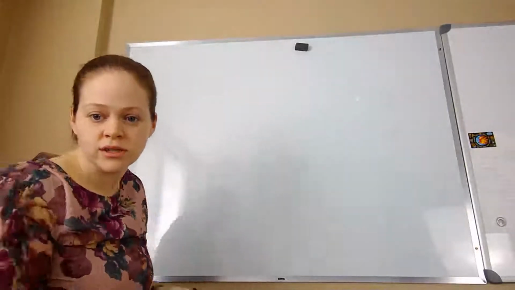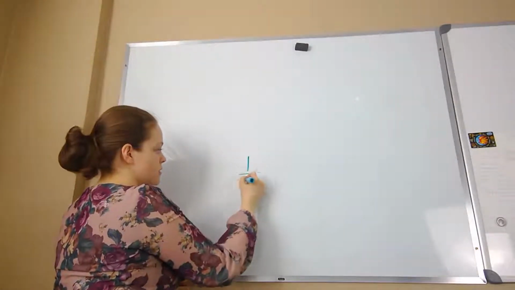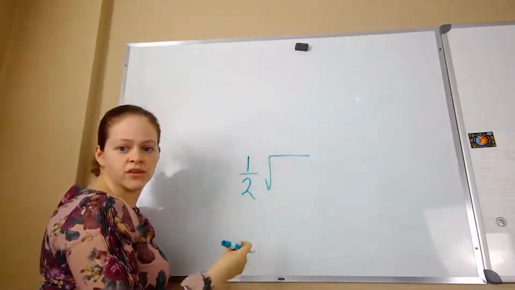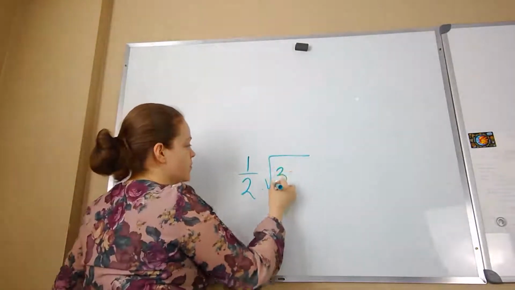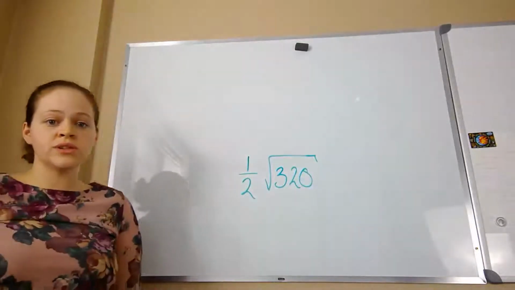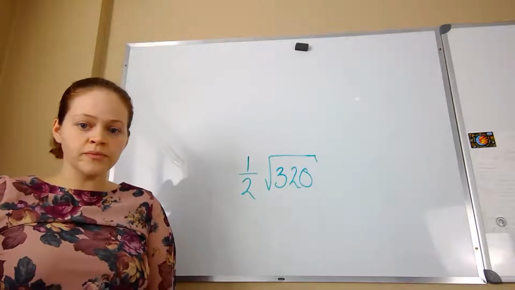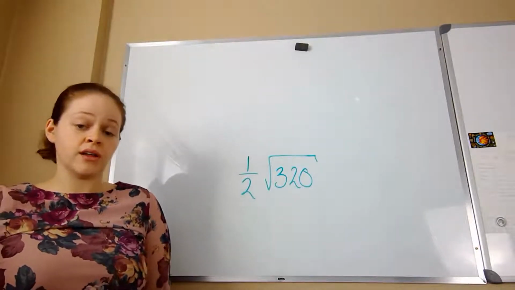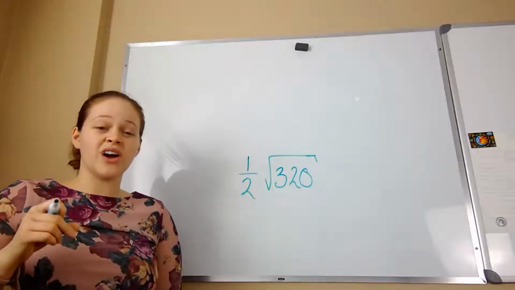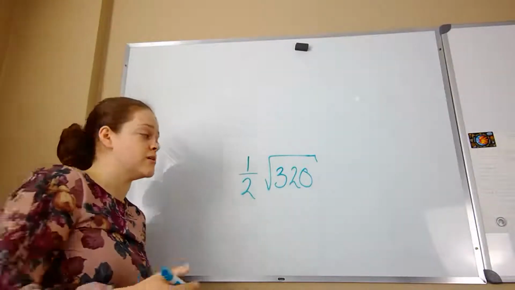Okay, so we have a question: 1/2 root 320. How do you put it into mixed radical form? Okay, so to put this into mixed radical form, you first need to find a perfect root and a non-perfect root. You want to find the highest perfect root that goes into there.